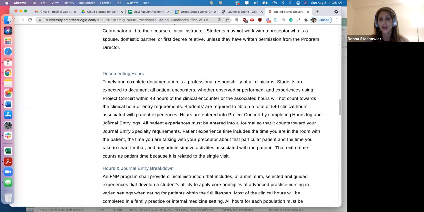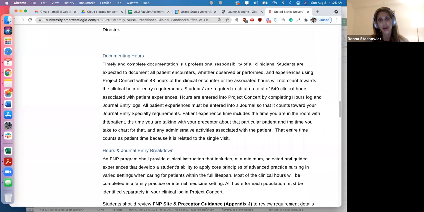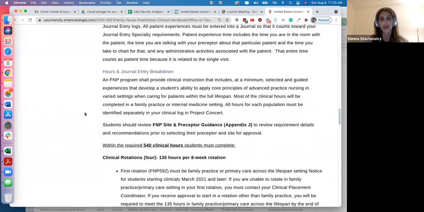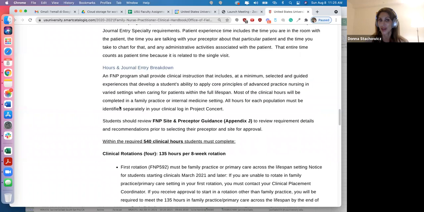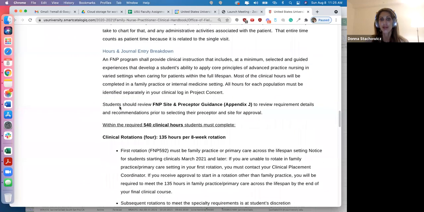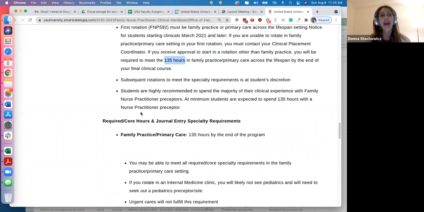Documenting hours. So you need to get 540 hours. Every time you go to a clinical, you have 48 hours to document that in Project Concert. More training on that will come later in the program, so I don't want to get too much into that. You do need to get 135 hours per course, and you cannot roll over hours, but you can bank them. And there is a big difference, so let me try to explain that.